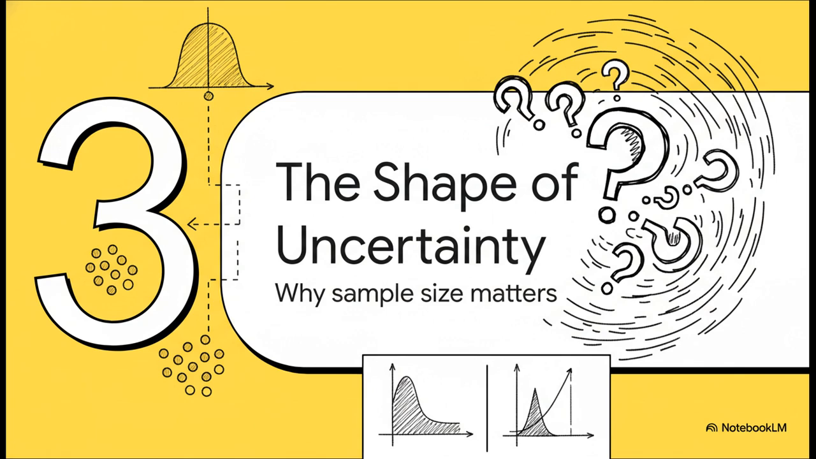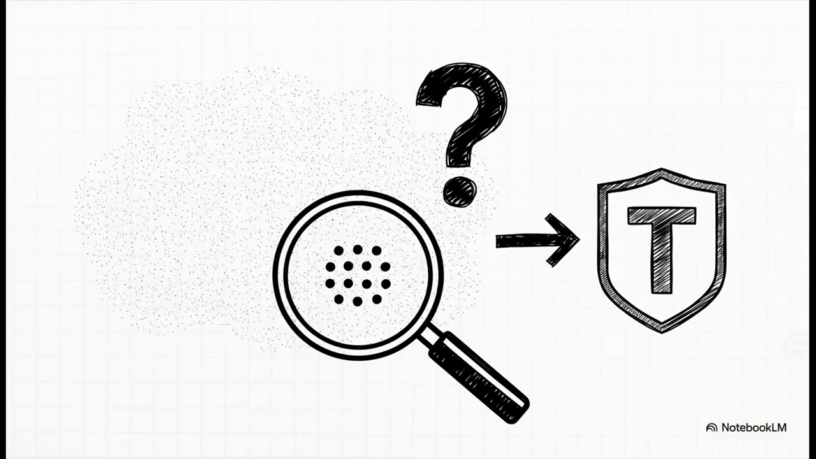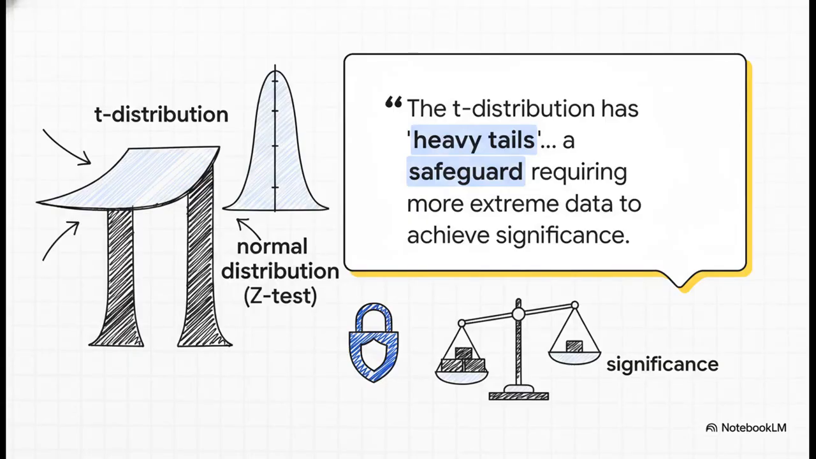The answer to this is the key to really getting it, and it all has to do with the shape of uncertainty. Think about it. With a really small sample, like our 20 patients, there's just more uncertainty, right? We can't be totally confident that this small group is a perfect snapshot of everyone. And that's exactly why the t-test was invented, to be a kind of statistical safeguard when we're dealing with that uncertainty.